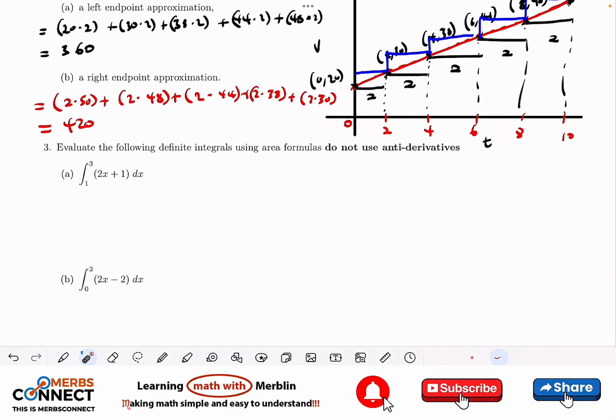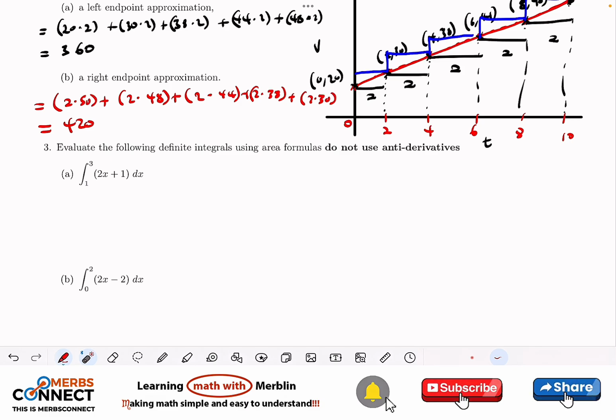All right, let's look at this one. You need to read the question. Today, when my student saw the question, they started doing the integration. This is equal to 2x squared divided by 2 plus x. Then they do 1 and 3 and just do substitution. I was like, you need to read the question before you just start doing it. This one is saying that we should use the area formulas. We shouldn't use the antiderivatives, right?